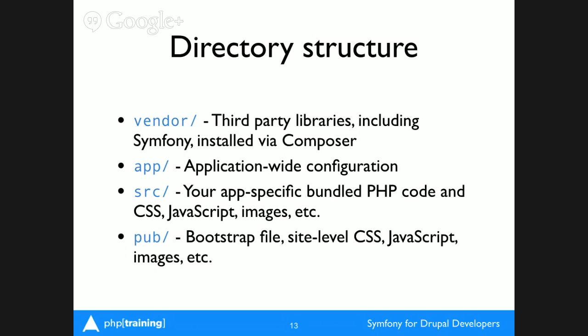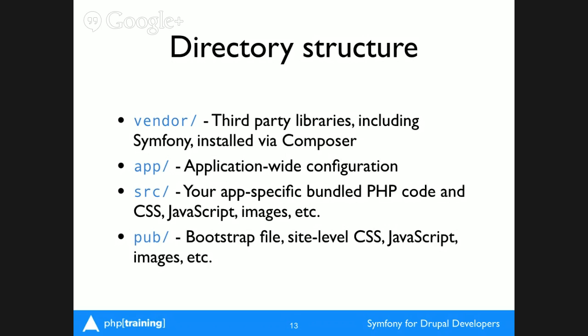Then app is where your application-wide configuration lives. There are a couple of things in code you may need to touch there, but most of it is just in configuration files. And then source, which is where your app-specific code lives, unless you've chosen to bundle it off and pull it in as a dependency from Composer. Most of your code is going to live in the source directory. It also provides a way for you to have your own maintained CSS assets, images, JavaScript, etc.